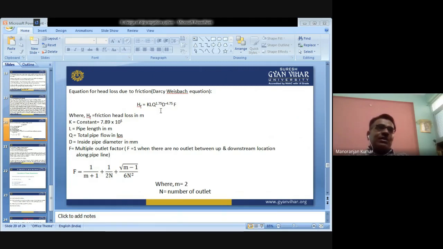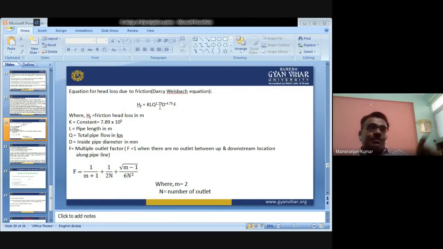When water flows through a pipe, there will be friction loss. There will always be friction loss, because nothing in the universe is frictionless. All things have some friction, and water is not an exception. So when water flows through a pipe, some friction loss is created. That friction loss you can calculate by this equation.